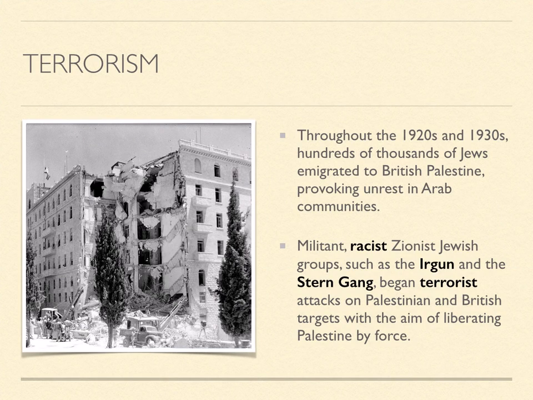Terrorism. Throughout the 1920s and 1930s, hundreds of thousands of Jews immigrated to British Palestine. This provoked unrest in Arab communities. Arabs felt they were being outnumbered. Militant and racist Zionist Jewish groups like Irgun and the Stern Gang began terrorist attacks on Palestinian and British targets with the aim of liberating Palestine by force. On the left-hand side, you see a photograph of the bombed-out King David Hotel, which was attacked by Jewish terrorists.